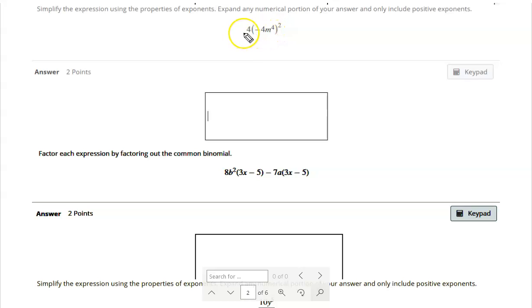In this example, we're asked to expand this. Now, notice this part of it, we're going to use the powers rule. So we'll do it in steps. It's 4 times. Now, keep in mind there's an exponent here. This is negative 4 to the first that we're going to square. So this becomes a positive 16. And then 4m, m to the 4th power times 2 gives us m to the 8th power. And then now, it's just a matter of distribution. 4 times 16 is 64, m to the 8th. Again, the powers rule first, and then distribute.